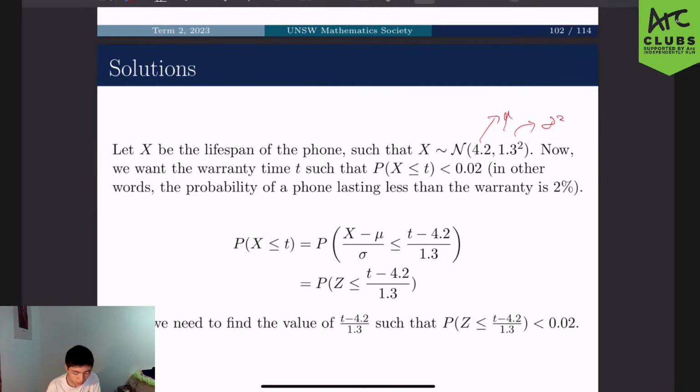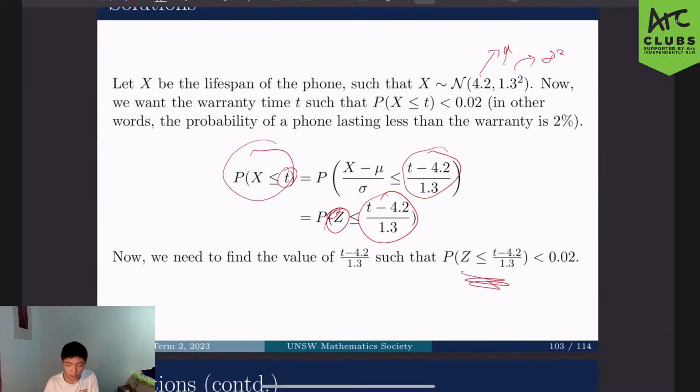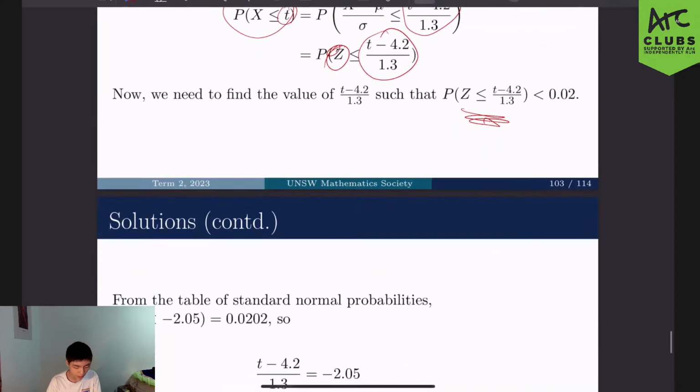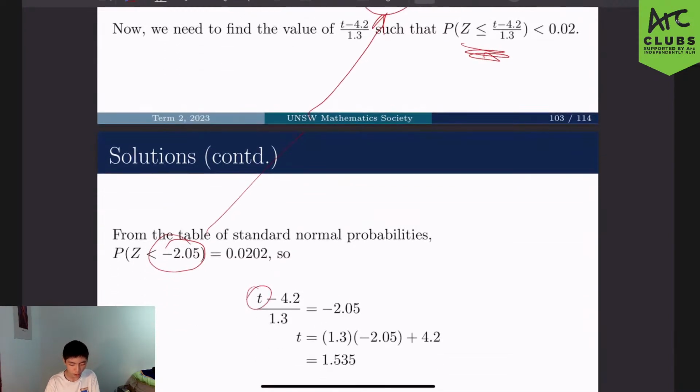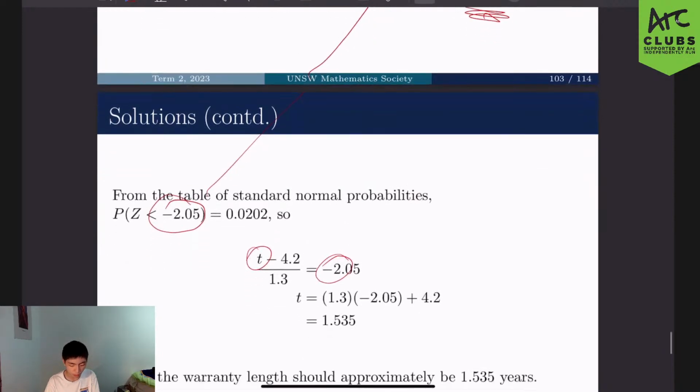Okay, so chucking it into here, t is the value that we want to solve for, right? So what we do is we standardize it. So minus 4.2 divided by 1.3, minus the mean divided by the standard deviation, allows us to get the z-score on the left and this particular value on the right, which will be able to be found in the normal table. We need to find this value so that this probability here is less than 0.02. So going to our table, we see that negative 2.05 corresponds to that value that we're interested in here. So we can now solve for our value of t by substituting that in, and then we get that t is 1.535.